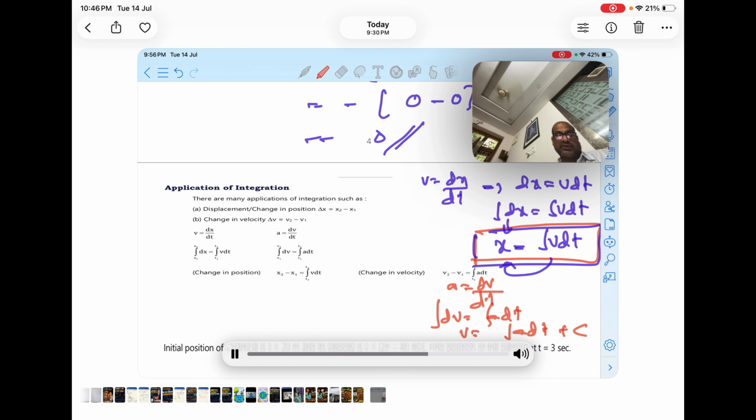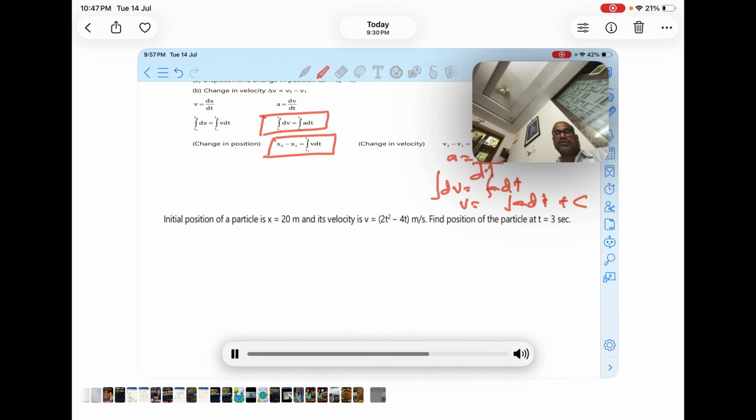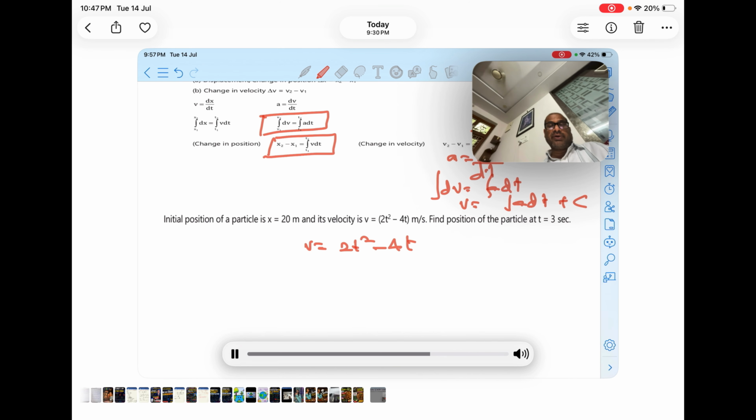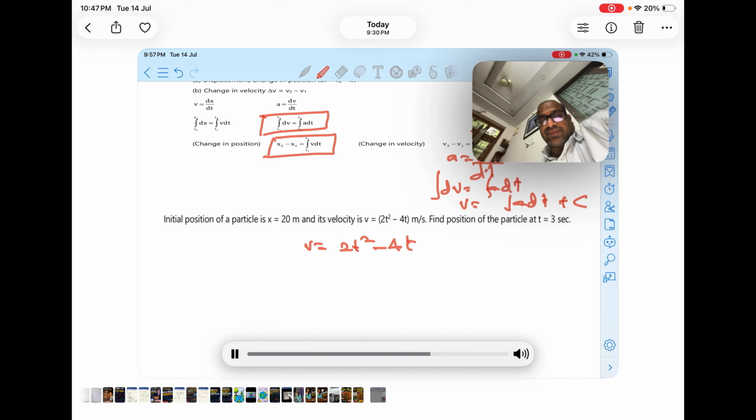And change in position is always final minus initial. Okay, right. Now see this question. Velocity is given as 2t^2 minus 4t. Find the position of the particle at t equal to 3 seconds. Initial position of the particle is x equal to 20. So at t equal to 0, x is equal to 20. You have to be cautious. Now see here, this v means dx/dt, which is 2t^2 minus 4t.